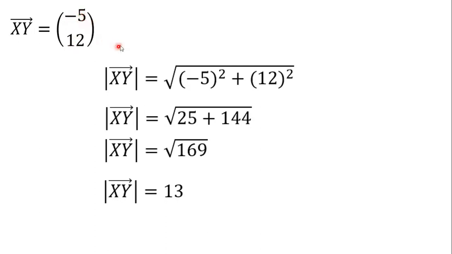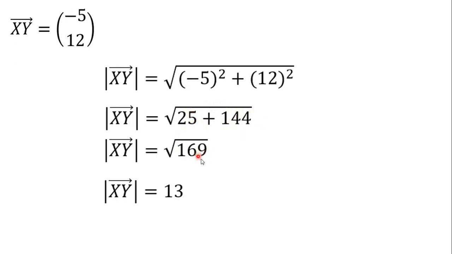And in order to find the magnitude of xy, and this is the symbol for magnitude of xy, what we do is we take negative 5 and we square it. So you take the top number and you square it. And you take the bottom number and you also square it. So what is negative 5 squared? Well, that's simply negative 5 times negative 5. And negative 5 times negative 5 is positive 25. And the same thing here, 12 times 12. Well, 12 times 12 is 144. And let's add these two. What is 144 plus 25?